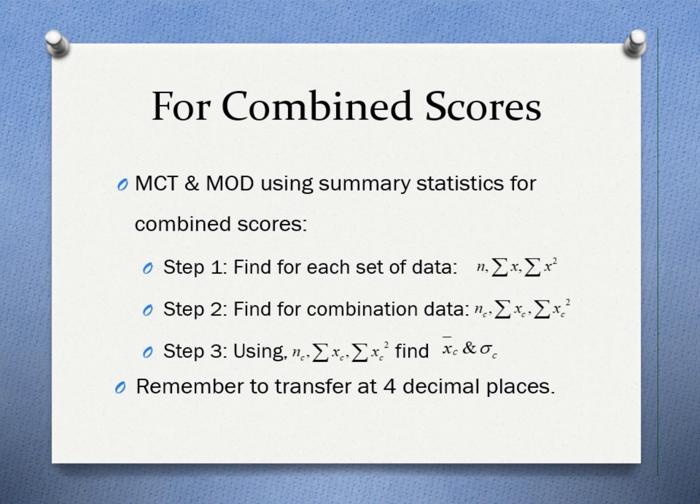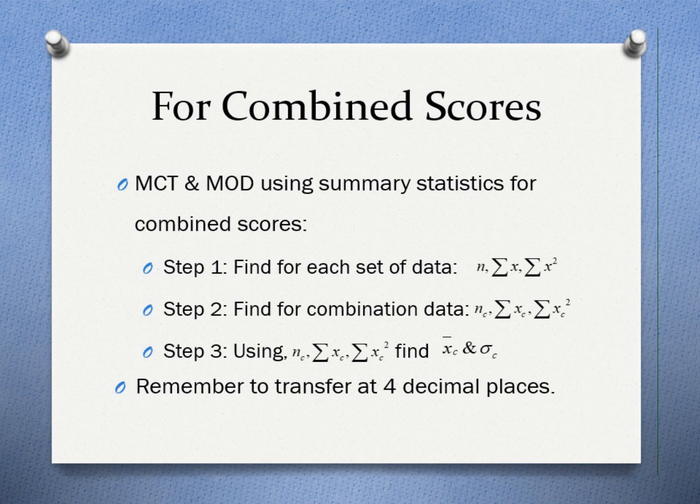Okay, so then after that you'll find the new combined n, because you can see in step 2, the n in data 1 and the n in data 2, if it's 20 and 30 you add up, so the new combined n is basically 50. Same goes to sigma x, the summation of x, you will just add it up to find the combination. Same goes to sigma x squared. You cannot just take two means and add them up to combine the scores. You need to combine it using summary statistics.